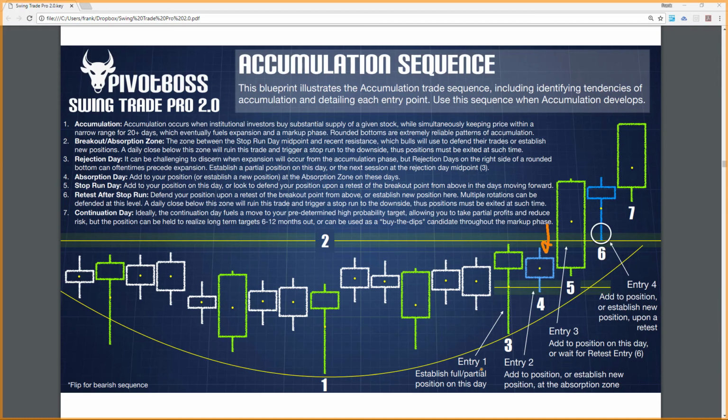This is absorption. So again, rejection day here, failed new low, that type of pattern. You can get in at the close of that day in the last hour of the day. You can also wait for the absorption day, the next session, to come back to the midpoint of the rejection day, and that provides an entry point. There's also the stop run day. At some point, you're going to see a stop run day through the accumulation pattern highs, and then that's going to lead to a major move.